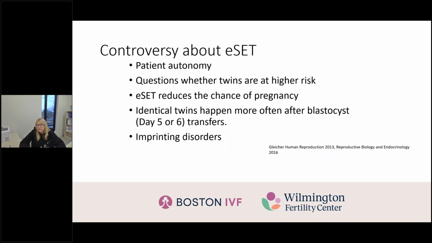There has been some controversy about elective single embryo transfers, that patients should have some autonomy about the number of embryos to transfer, and whether or not twins are really at a high risk. Mainly these have been brought up by Norbert Gleicher, that elective single embryo transfer will reduce the chance of pregnancy.